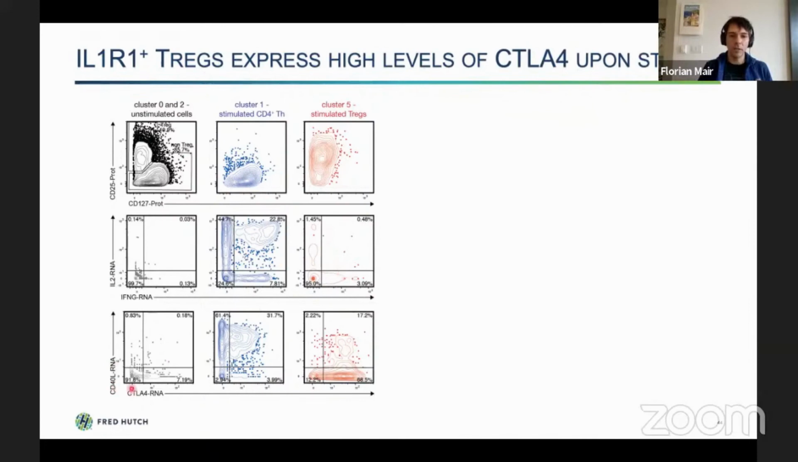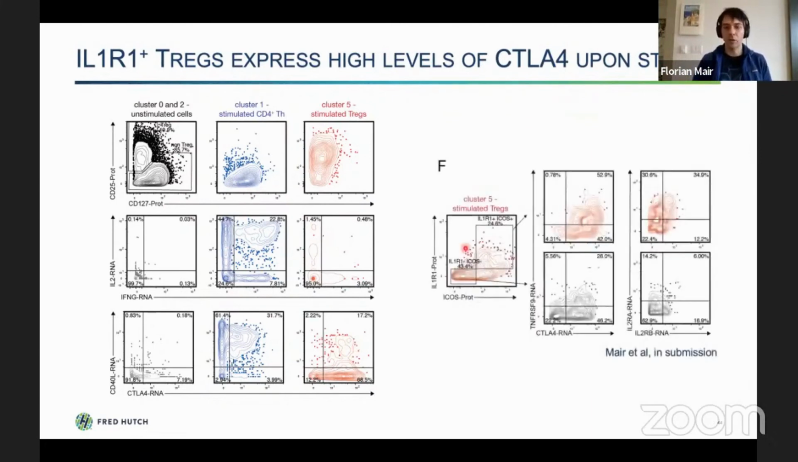And down here, you can actually see something that was already interesting: CD40 ligand and CTLA4 are showing very differential expression patterns on the CD4s versus the Tregs, with the Tregs expressing very high levels of CTLA4 compared to unstimulated. And also this population that is co-expressing CD40 ligand, which could be indicative that those are the Tregs that are really interacting with the APCs via CD40.